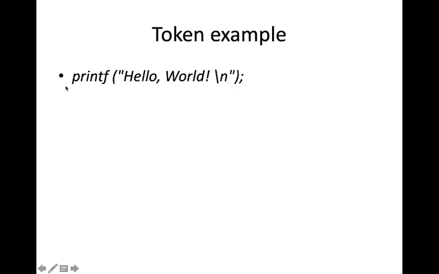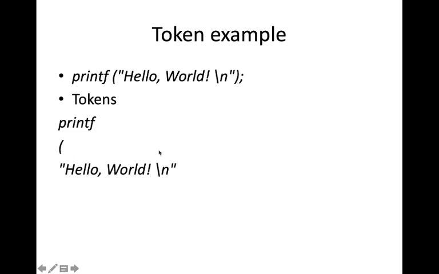Let us see the different tokens in this example. Printf is one of the tokens. Then this parenthesis is a special character, so it is a token. This whole quoted text together is another token, which we call a string literal. This closing parenthesis is also a token, and the semicolon is there to end the statement, so this is also a token. These are the different tokens in a single statement itself.